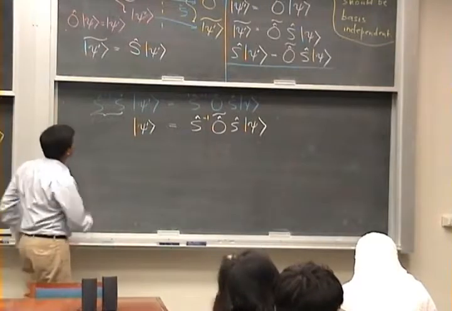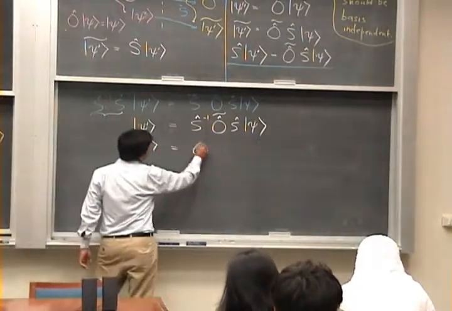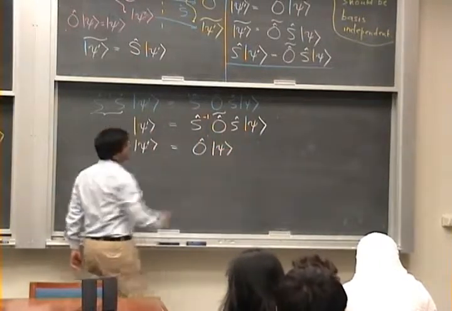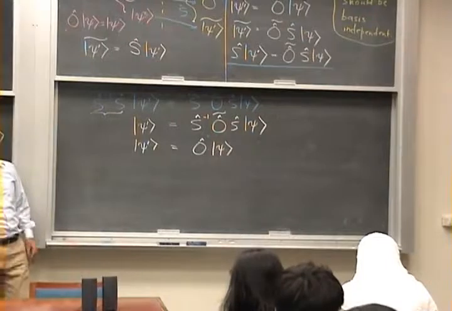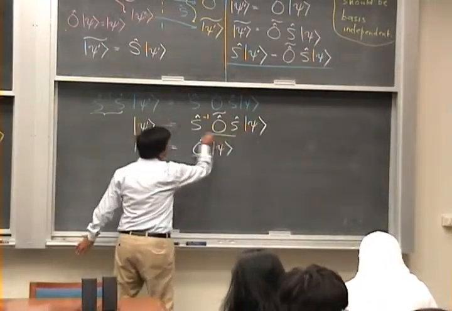But we know that psi dash must equal the operator acting upon psi. This was our starting point. Hence, this operator should be equal to this operator.